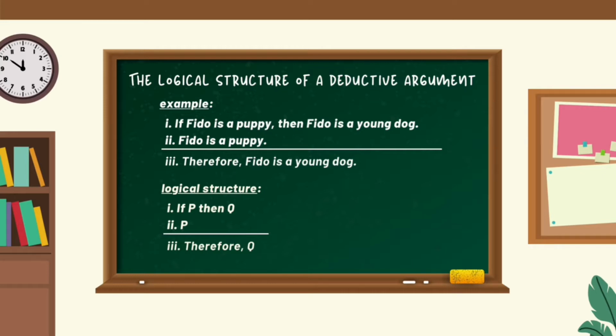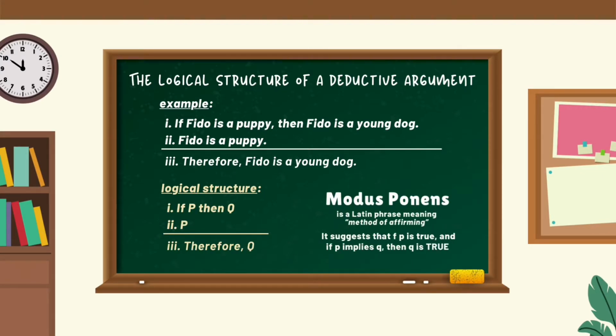Now, comparing the two structures, we can vividly see that in revealing the logical structure of an argument, its content, which in this example is Fido and the puppy, was discarded and changed to P and Q that represent each claim. Thus, this argument form is named modus ponens. Modus ponens is a Latin phrase meaning method of affirming. It is a rule of inference used to draw logical conclusions, which states that if P is true and if P implies Q, then Q is true.